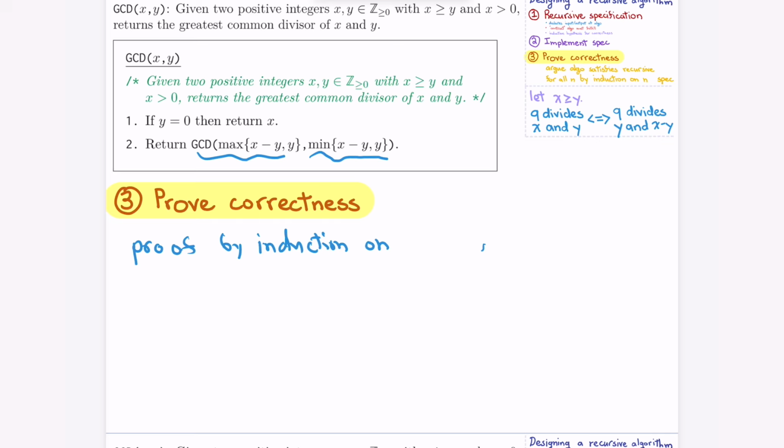Can we do it on y? Does y always go down? So let's say that x is 10 and y is 2. Then the subcall is going to do x is 8 and y is 2. Then just do it on x. Does x always go down? Well, what if x and y are the same? And you go like 5, 5, and then 5, 0.